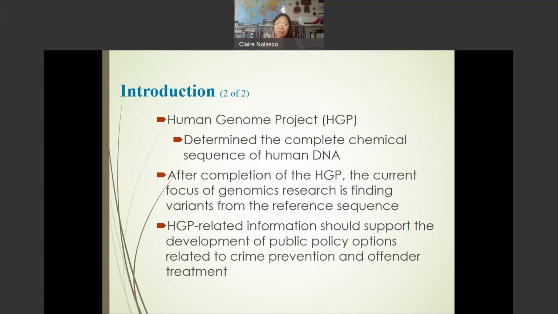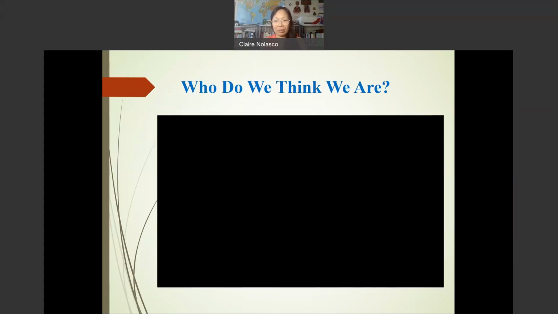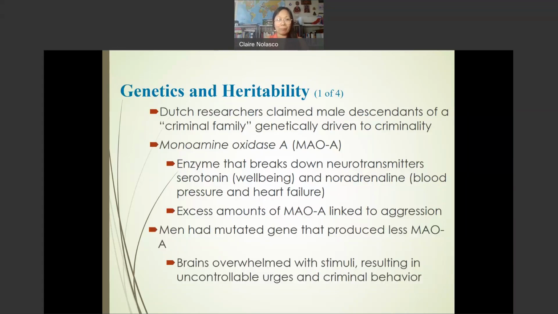So one consequence and one outcome of this study is that they hope to develop public policy options related to crime prevention and offender treatment that use a biological basis or biological theories of crime. These next two slides look at videos, so you can go to Blackboard and view the video in Blackboard.